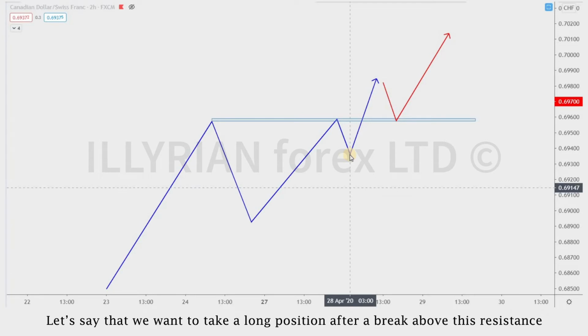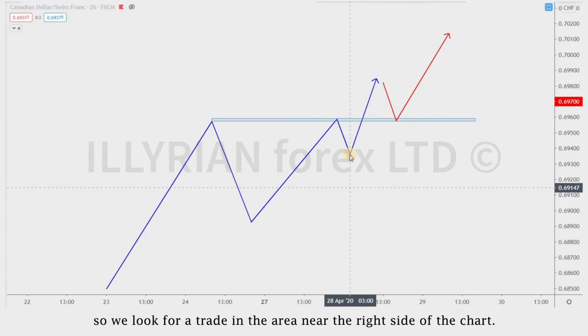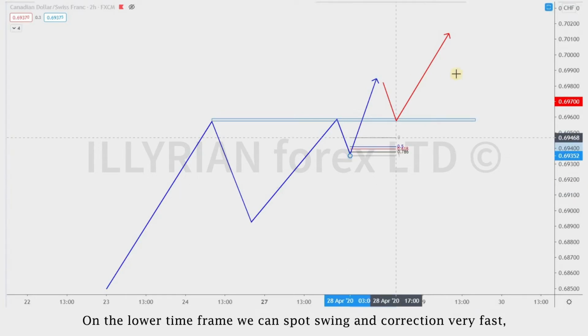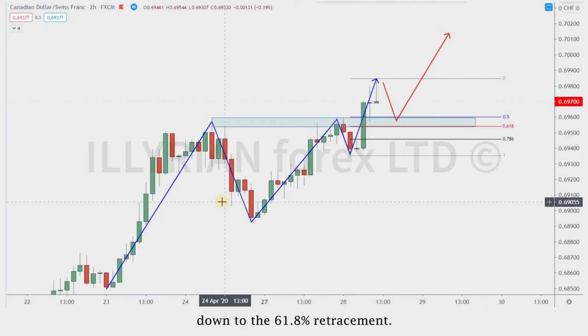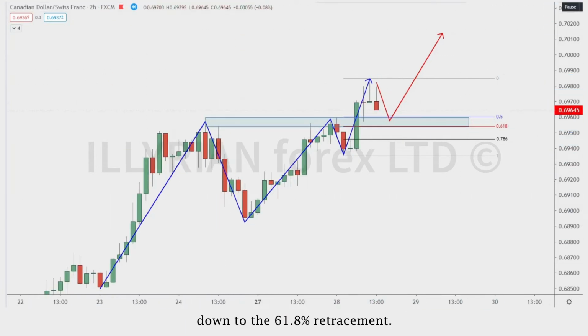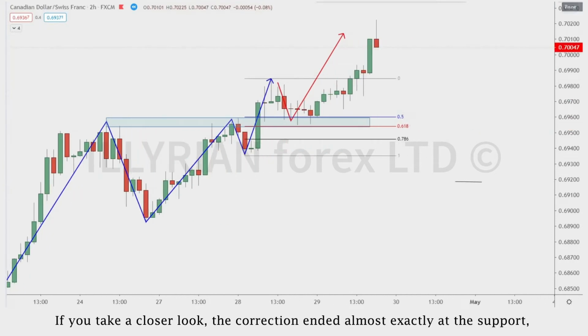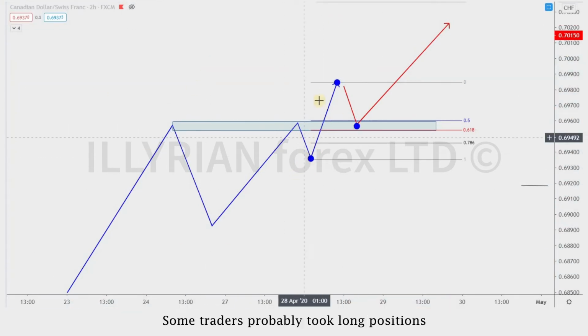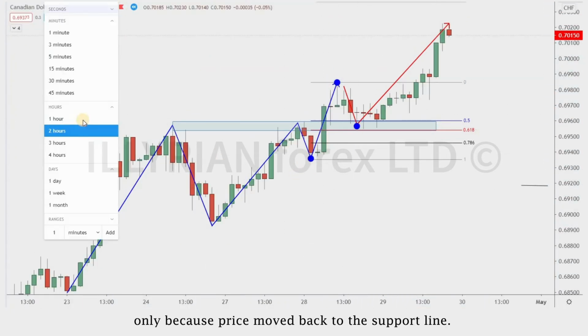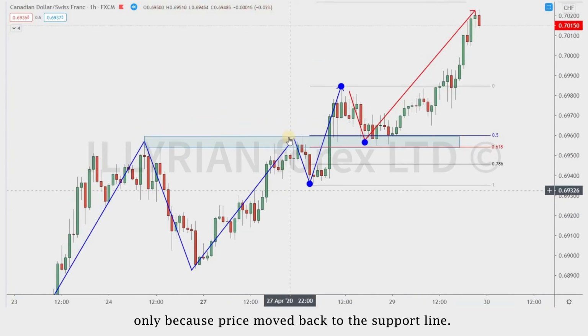Let's say that we want to take a long position after a break above this resistance, so we'll look for a trade in the area near the right side of the chart. On the lower time frame we can spot swing and correction very fast, down to the 61.8% retracement. If you take a closer look, the correction ended almost exactly at the support. Some traders probably took long positions, only because price moved back to the support line.